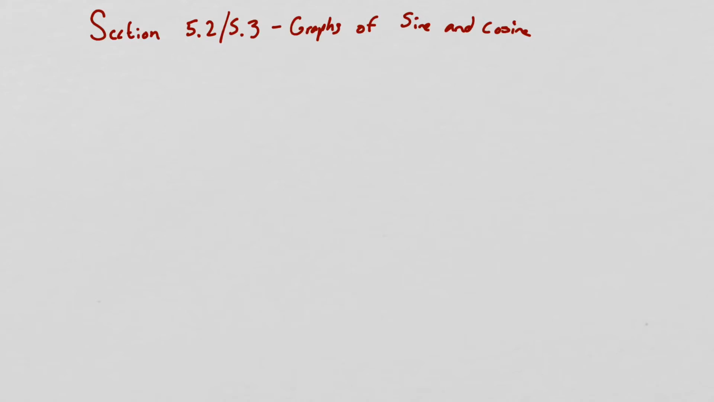This section is a combination of section 5.2 and 5.3 in the book, and we'll be focusing on the graphs of sine and cosine. So far, we've defined what trig functions are in terms of ratios of triangles. Let's go ahead and review this definition.